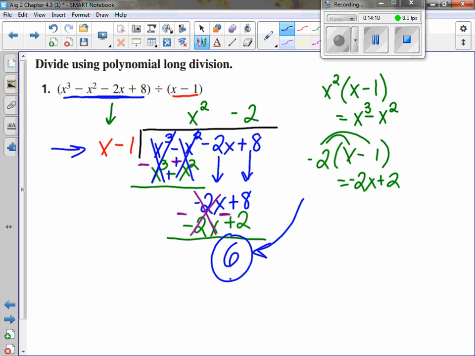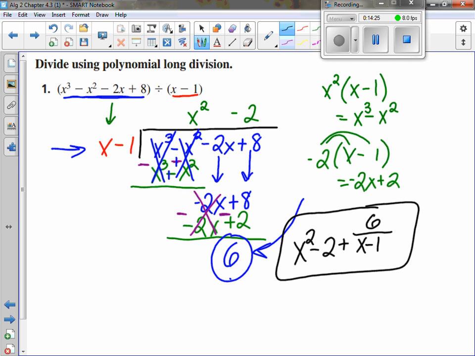Okay, now let's look at what the answer is. Because we got x squared minus 2, yes? Plus 6 over what? And that's it.